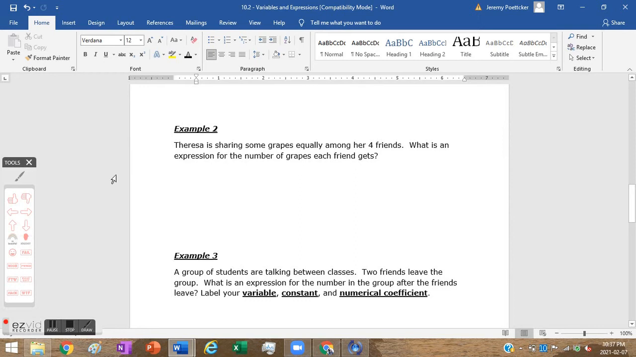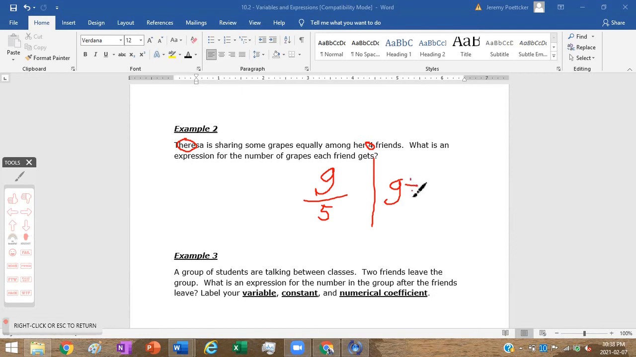Number of grapes each friend gets? Well, if she has the number of grapes, let's call that G. Each person is going to get G divided by 5 grapes. Right? G over 5 means G divided by 5. We could also write this a different way, G divided by 5. But this way is the better way. And again, as you move on into grade 8, grade 9, grade 10 math, you're going to see this way being the one that we use, not with the division sign.